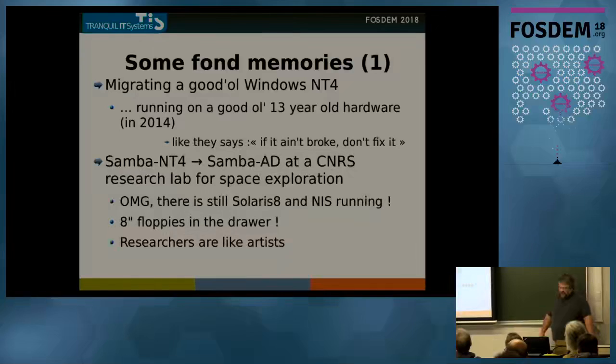Another at the French research lab for space exploration. When they think about a project over there, when they send something in space, it's for something like 15 years, 20 years. So old technology is everywhere. I even found Solaris 8, NIS, and an 8-inch floppy drive. I think I never saw that in my life. Actually, they didn't know which computer it was to be used for, but well. And researchers are like artists. They have a very high level of creativity.